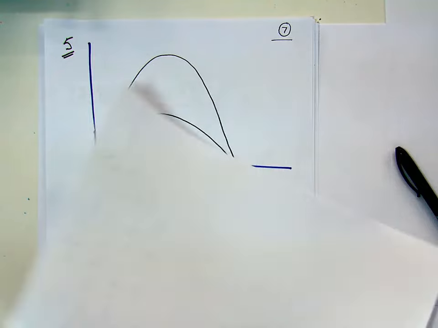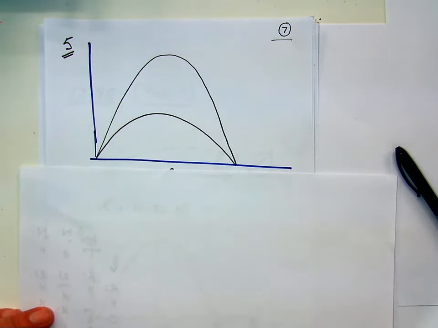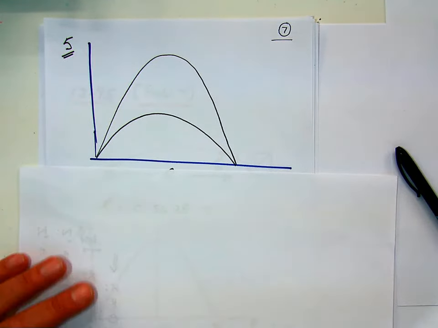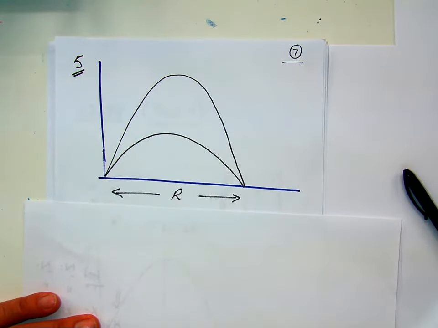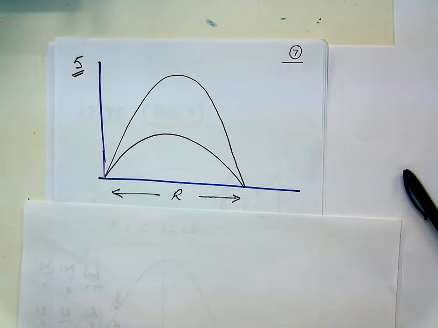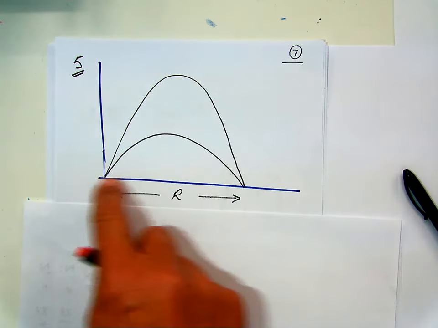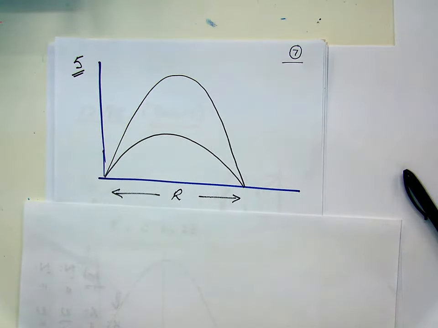Problem 5 in your book is an interesting one. Not in your book, in your tutorial. Just want to say something briefly about that, because it could be a bit confusing. There are two angles that will give you the same range. Two angles that will give you the same range.